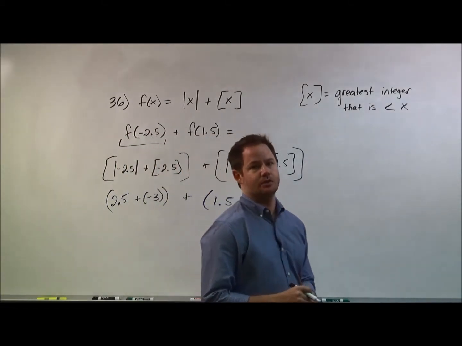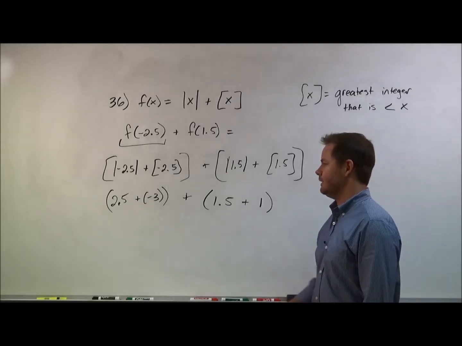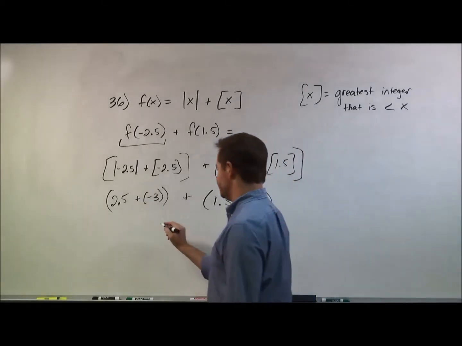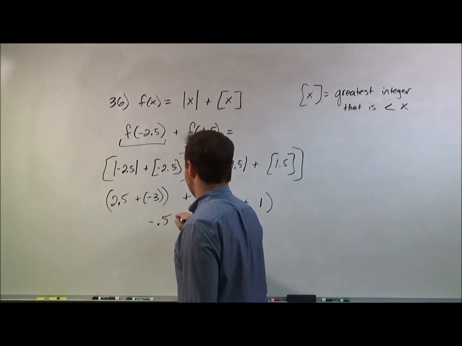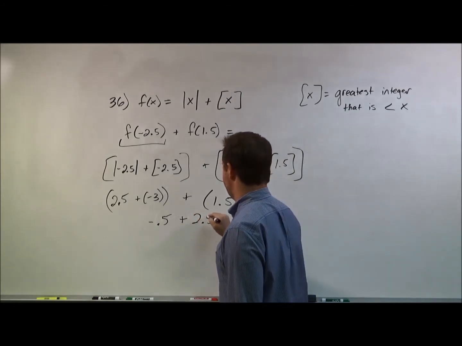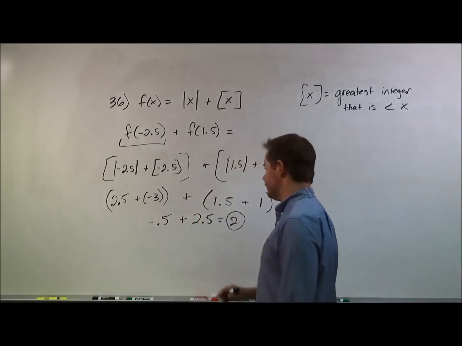And now we can just do some straightforward math and add these up. 2.5 plus a negative 3, or 2.5 minus 3 is negative 0.5. 1.5 plus 1 is 2.5. And so your final answer is 2.